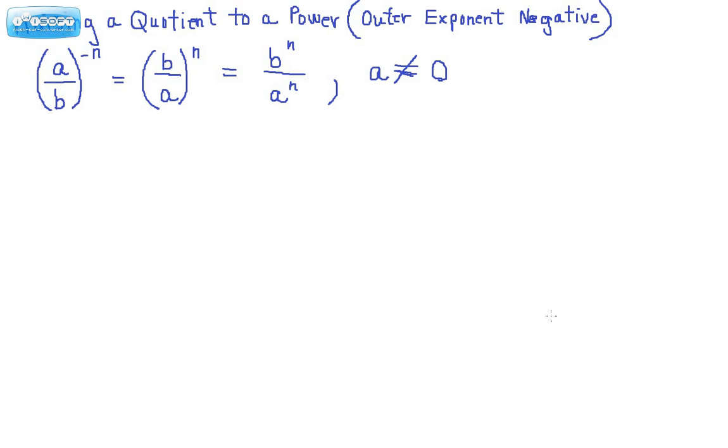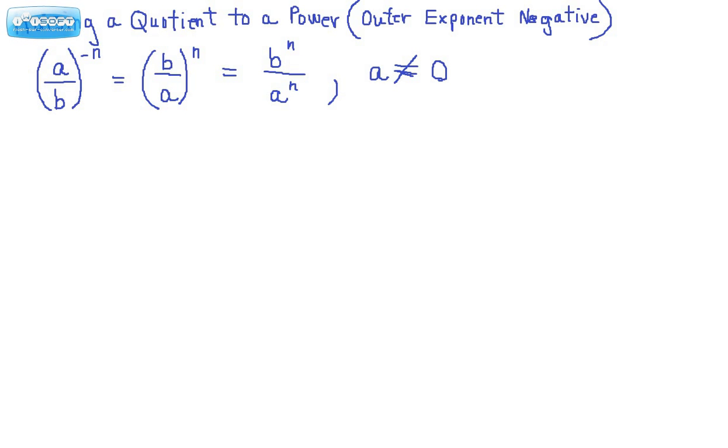to positive. And since our b and our a both have exponents of 1, we would multiply the exponents and get b to the positive n over a to the positive n. And this is true as long as a is not equal to 0. So now I'm going to use an example with some numbers and variables.